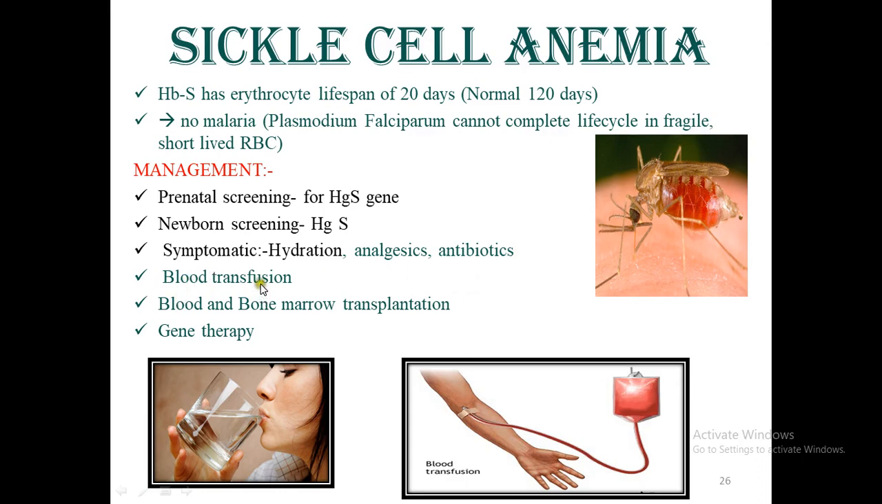Blood transfusion can be given to meet the acute anemia due to repeated hemolytic crisis and because of the small lifespan of RBCs and because of excessive hemolysis. So sometimes the patient will need blood transfusions. Blood and bone marrow transplantation is the answer to such patients, or gene therapy. This, of course, is curative. The rest are all symptomatic.